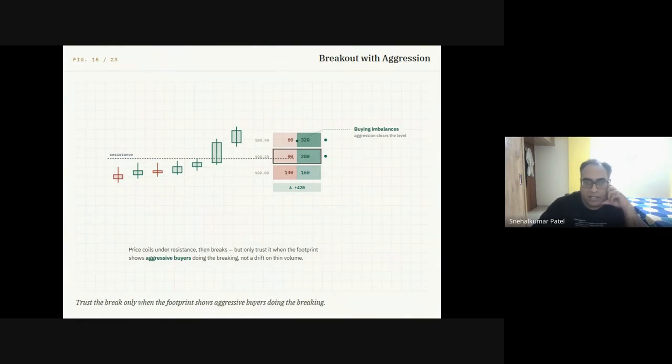Breakout with aggression. When the breakout happens, we saw a breakout example as well, it has to happen with aggression. So there should be a number of more buyers than sellers. Then the chances of that breakout sustaining are high. Otherwise, it will be low.